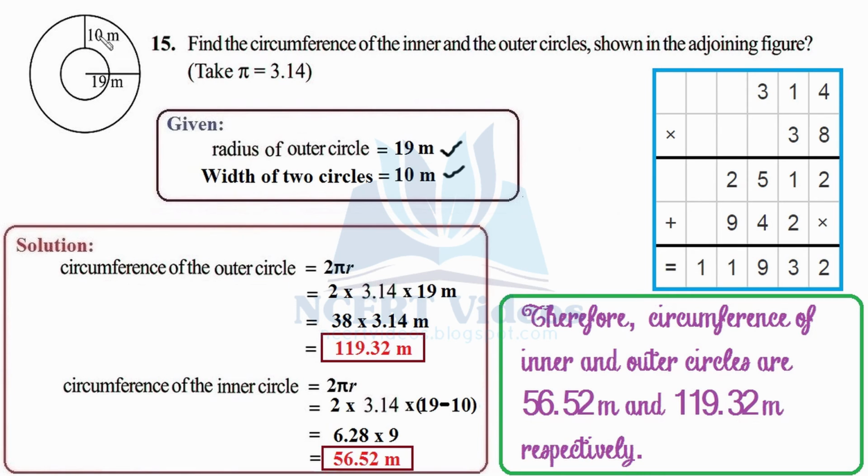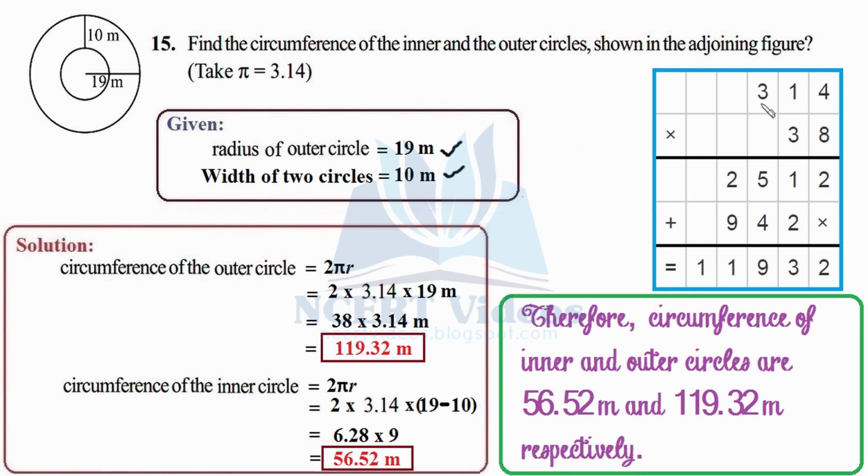Circumference of the outer circle, it's very simple to find because we are given the radius straight away, 19 meter. So plugging the values in this formula: 2 as it is, pi is 3.14, and r is 19 meter. Solve it. 19 times 2 is 38, into 3.14 meter. We have solved it here.